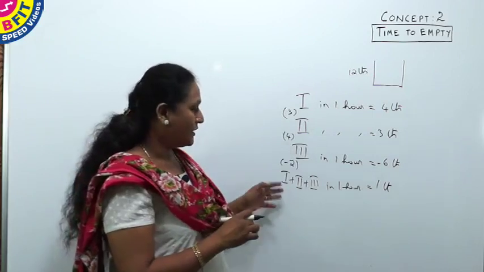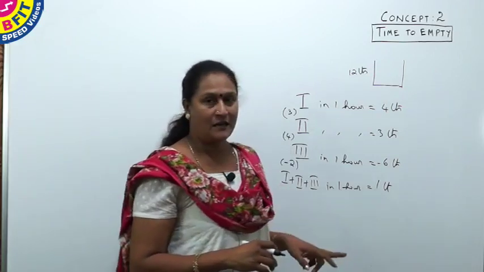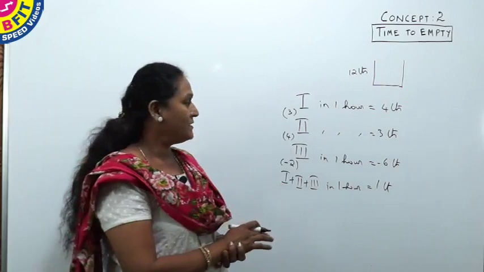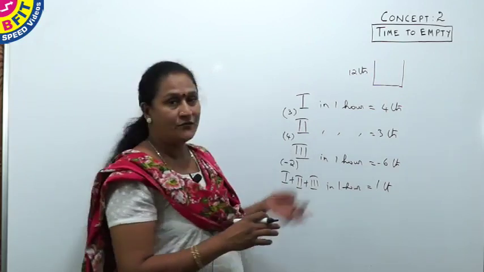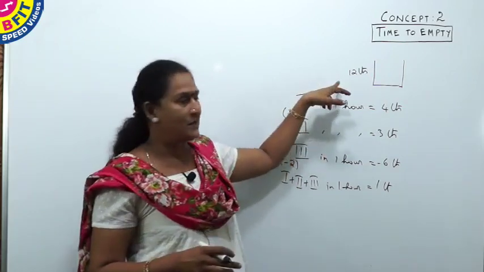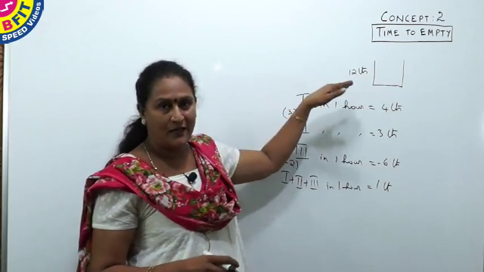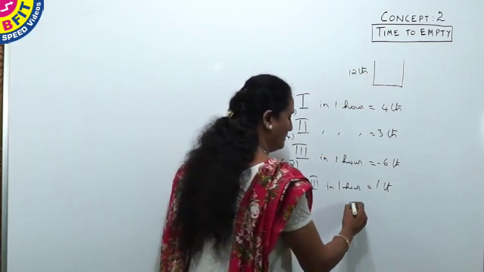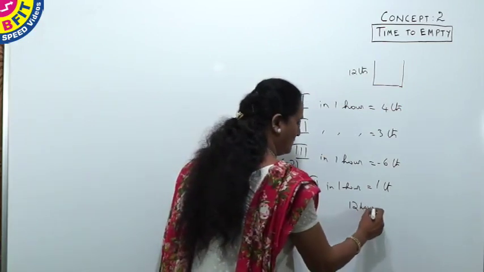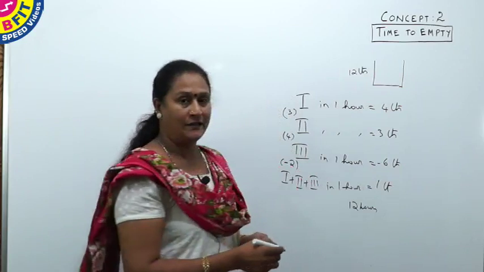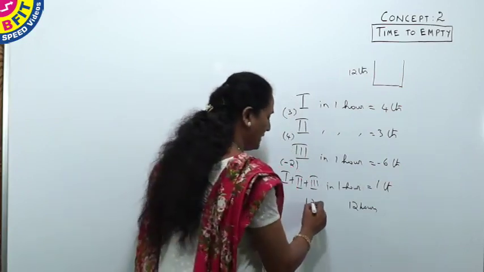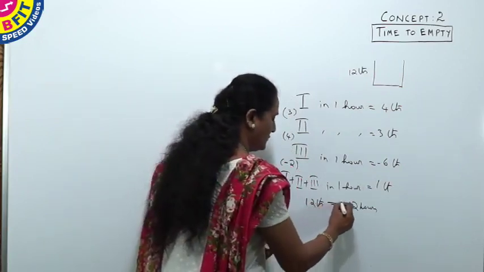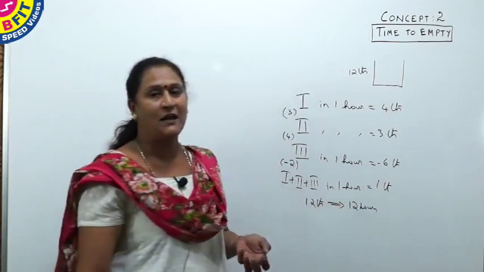If all the 3 pipes can pour only 1 liter per hour, what will be the time taken by these pipes to fill this cistern? We have assumed 12 liters. So to fill 12 liters, they will take 12 hours. In 1 hour, 1 liter, so to fill 12 liters, all the 3 pipes need 12 hours.